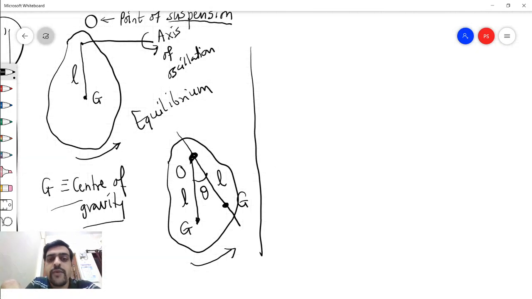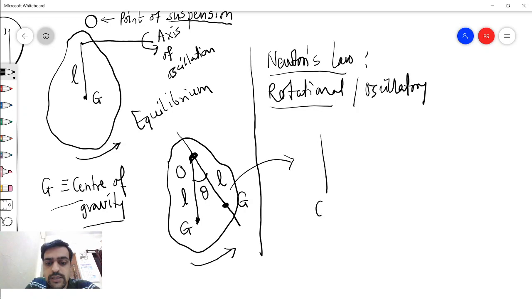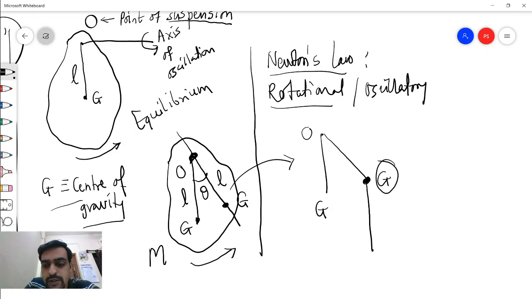So essentially we are going to apply Newton's law. But remember, this is rotational motion or oscillatory motion. So in this case, this is the equilibrium position, this is the displaced position, and suppose m is the mass of this body. Now we suppose that all the force applied on the body acts on this point G, which is the center of gravity. So simply the gravitational force acting will be mg.